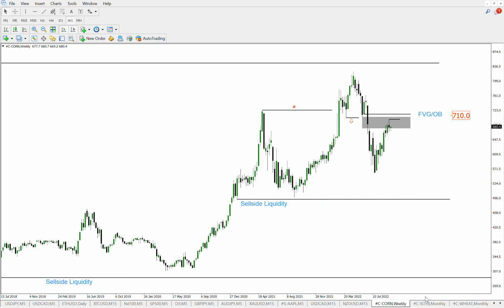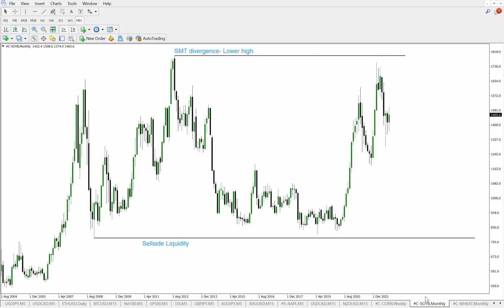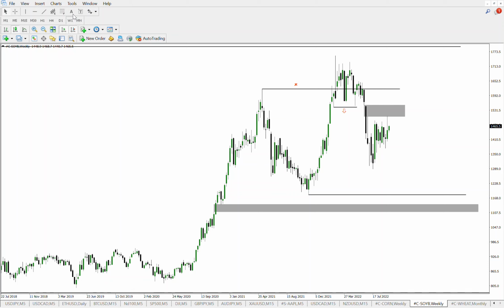And moving right along to soybeans. Okay, we have pretty much the same fractal.